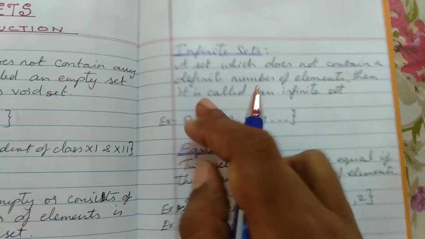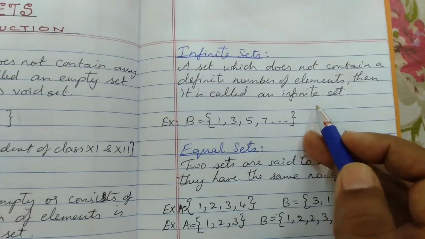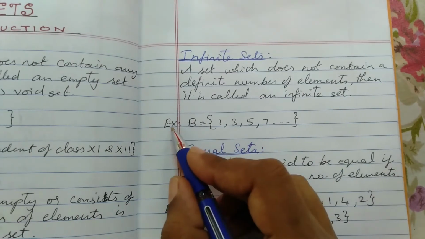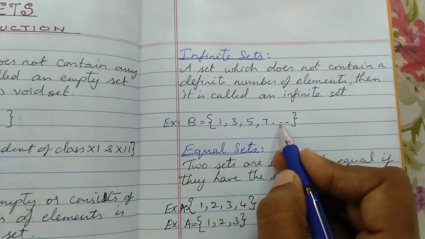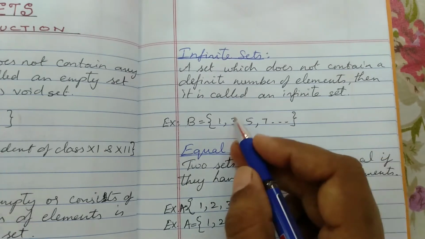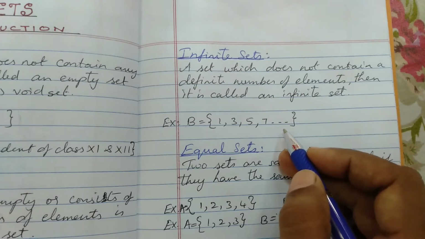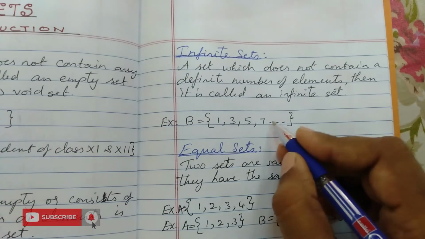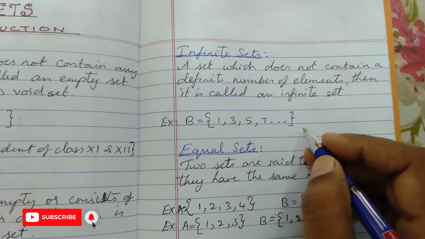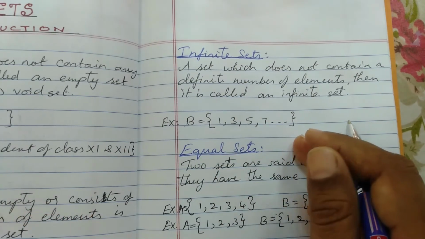Next one is infinite sets. Now a set which does not contain a definite number of elements, then it is called an infinite set. For example, you take this one, set B. It has 1, 3, 5, 7 and goes on till infinity. So you all know that this is a set of odd natural numbers. We cannot find its end, right? So this dot means that it goes till infinity. So whenever a set is mentioned in this manner, then it is called an infinite set.